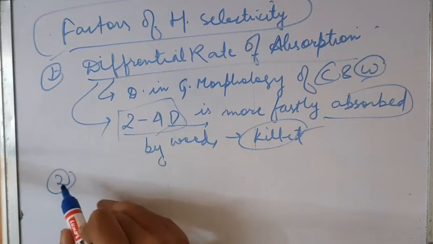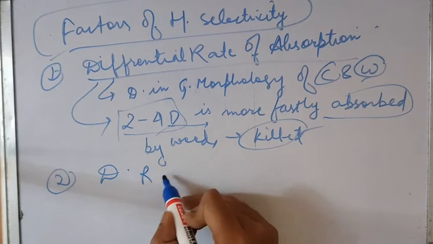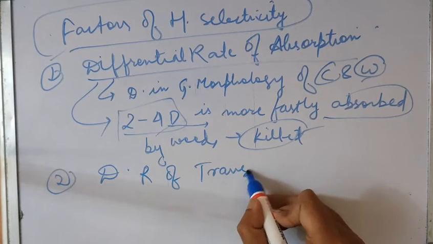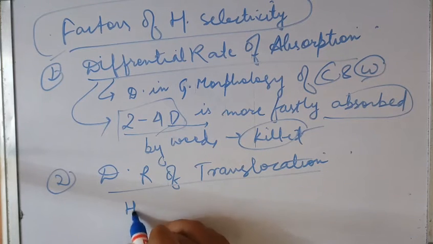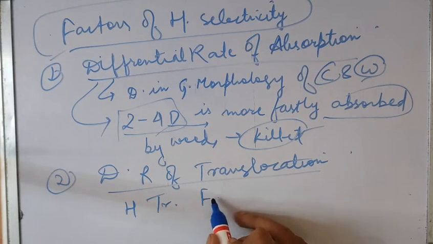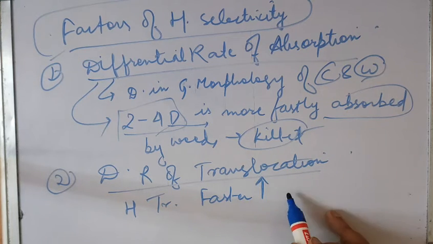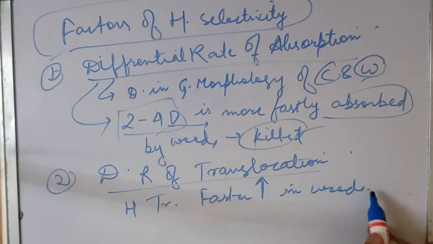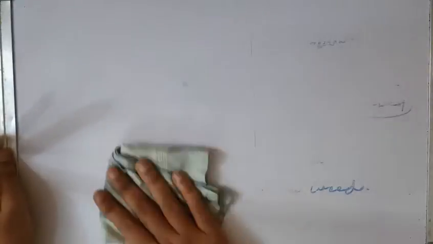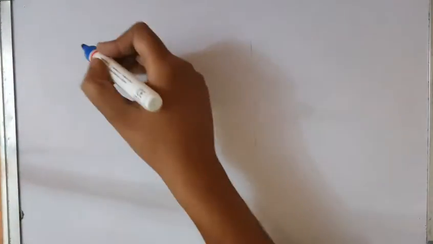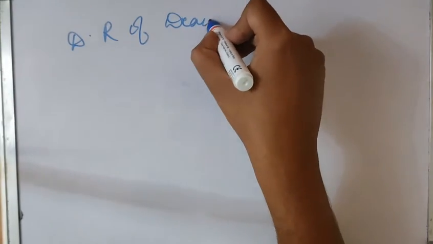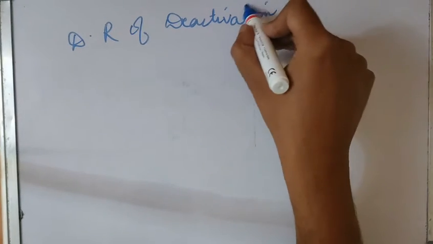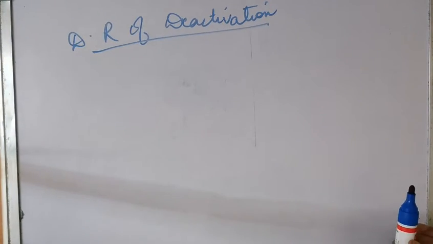Now moving on to the second point, that is differential rate of translocation. As you know, herbicides translocate faster in weeds. Moving on to the third point, that is differential rate of deactivation.